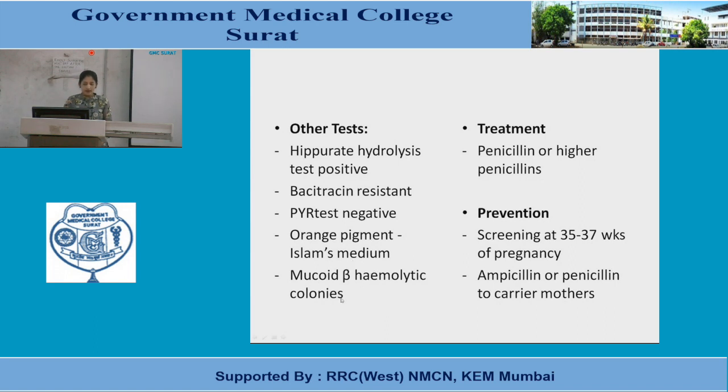Mucoid beta hemolytic colonies are produced. The treatment includes penicillin or high-dose penicillin, and screening at 35 to 37 weeks of pregnancy is a must for the high risk group, to see whether any Streptococcus agalactiae infection is present or not in a pregnant mother. And we have to give ampicillin and penicillin to the carrier mother.